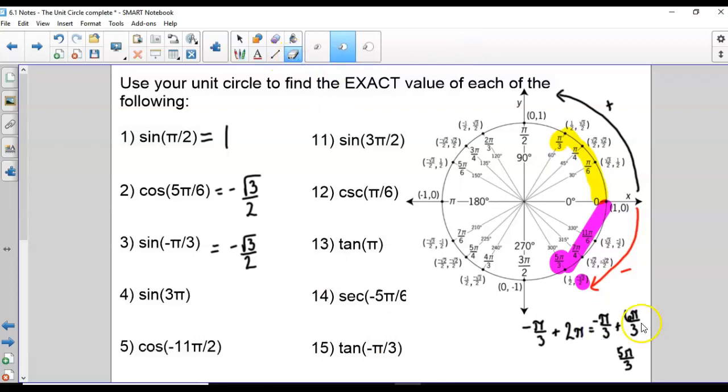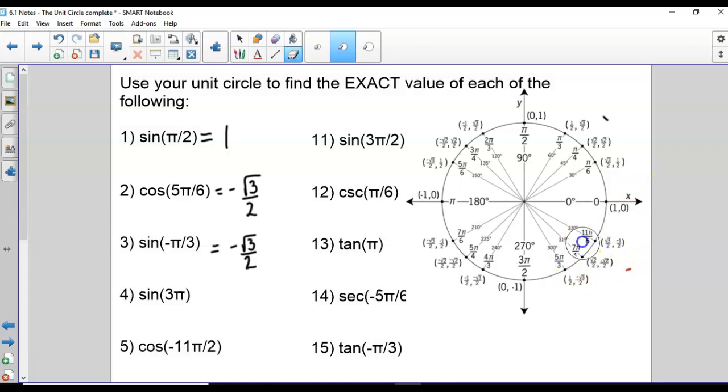Okay, questions on 3? It depends on whether or not it's asking for sine or cosine. So if it is sine, you're going to take the y value for that. So for this one we had sine, so we used the y value there. If it was cosine, we would have said 1/2 as the answer.